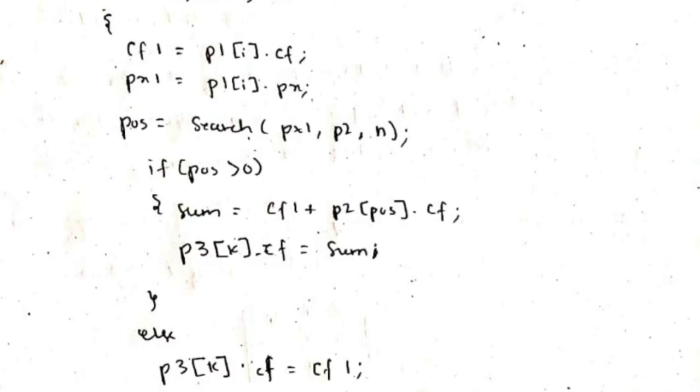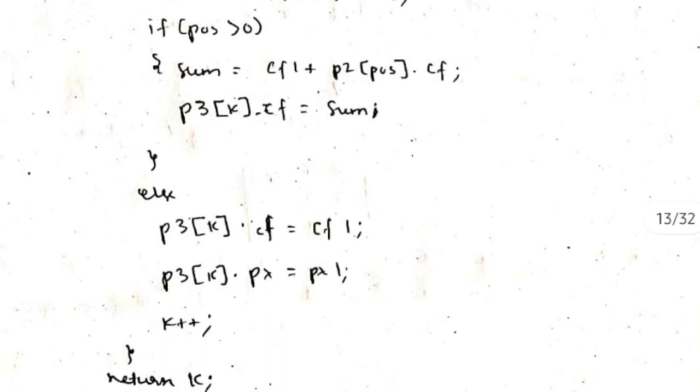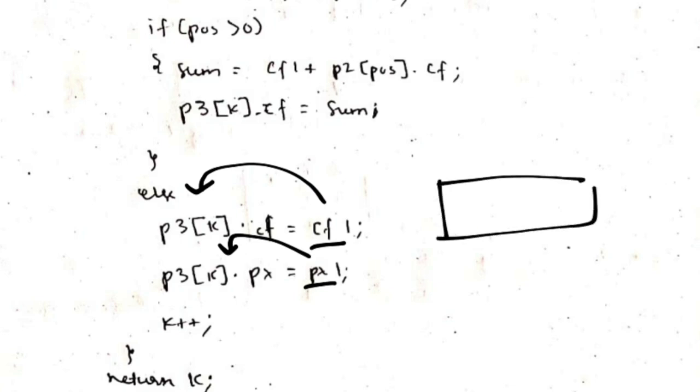Okay, so we are finding the sum here, coefficient of P1 plus P2's coefficient. After doing that we will find the sum, and that sum will be written in the resultant polynomial. Else, if it is not found, meaning the exponent value was not found in the other array, what we will do is CF1 is copied into P3, and PX1 is copied into PX. Means in the final array the coefficient value will be stored in the coefficient part, and the exponent value will be stored in the exponent part.